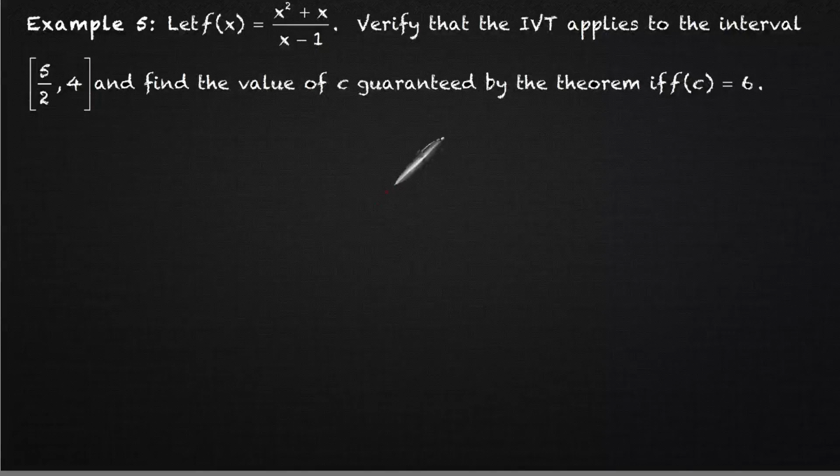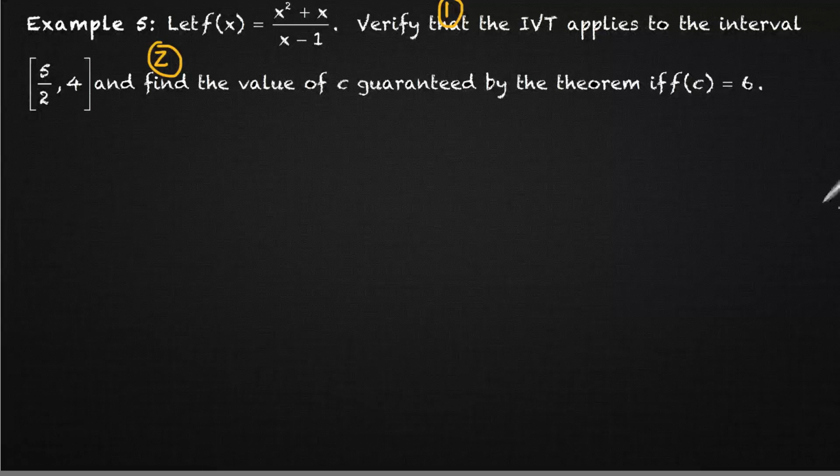All right, example 5, let f of x equal x squared plus x over x minus 1. Verify that the intermediate value theorem applies to the interval. So maybe I'll put a 1 by that. That's the first goal. Make sure that you can use the intermediate value theorem. And if you can, then find the value of c that is guaranteed by that theorem if f of c equals 6. All right, so we have two things that we need to do here.